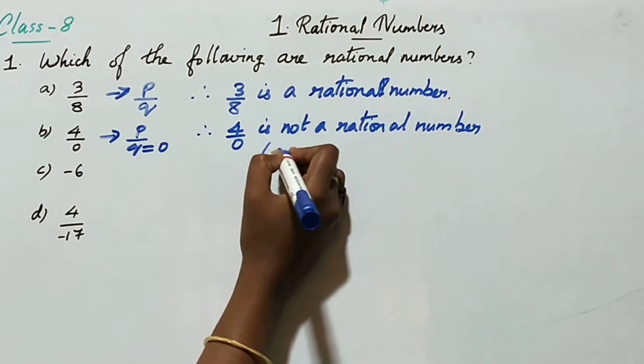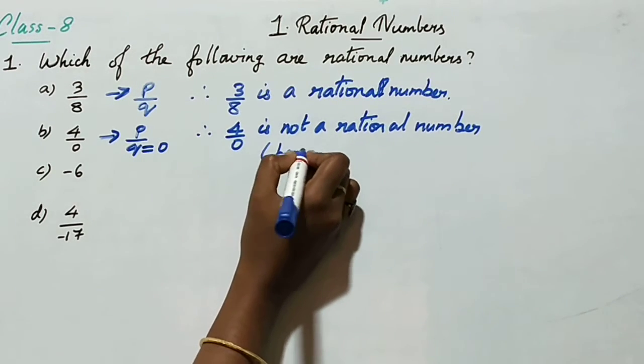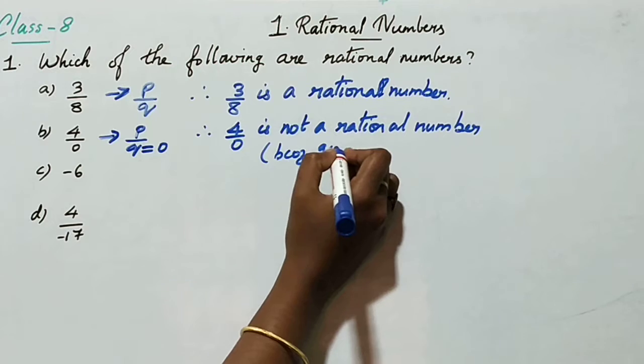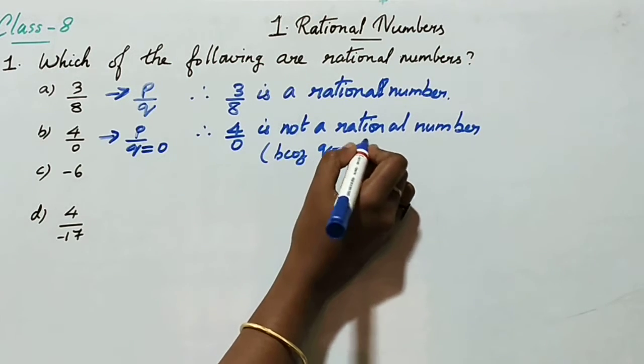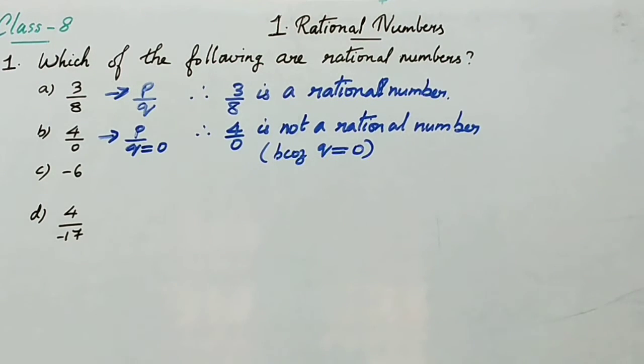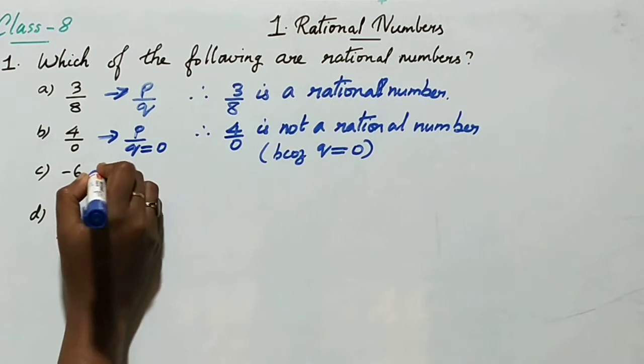What is the reason? Because Q is equal to 0, and I need Q which is not equal to 0. Now the next one is question C, minus 6. Is minus 6 a rational number?